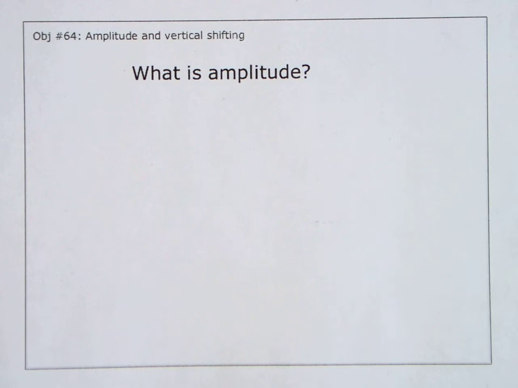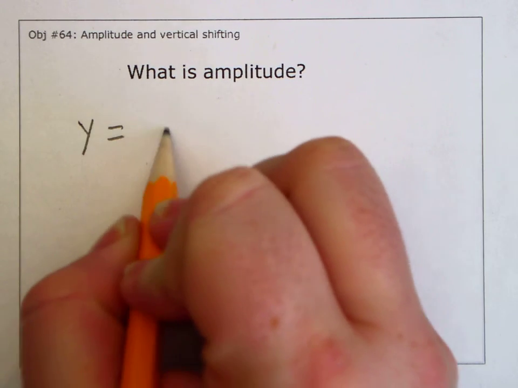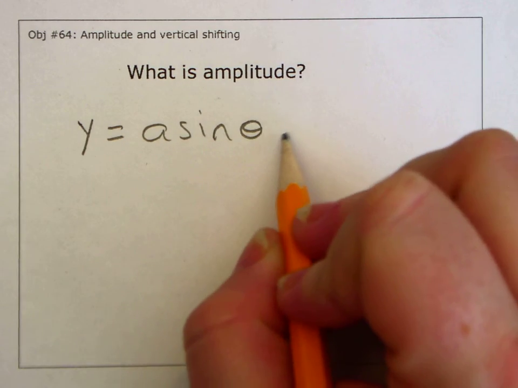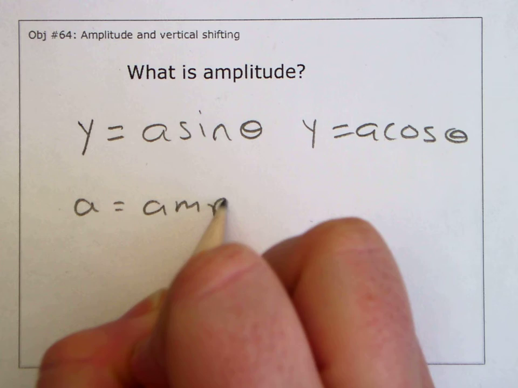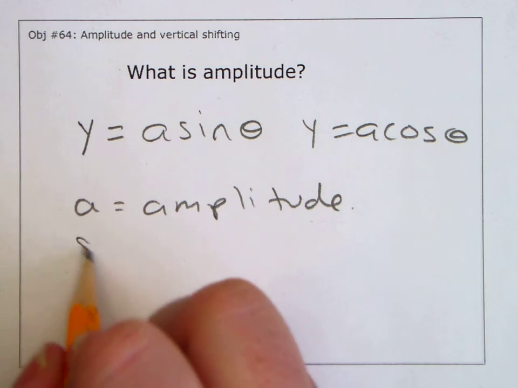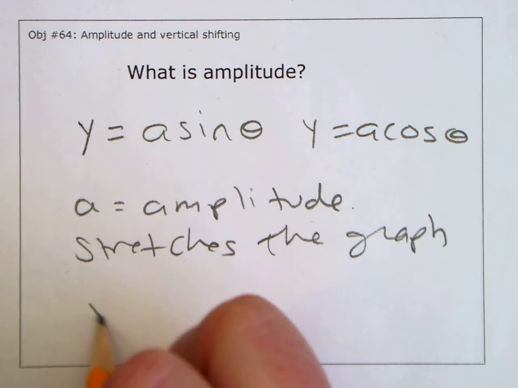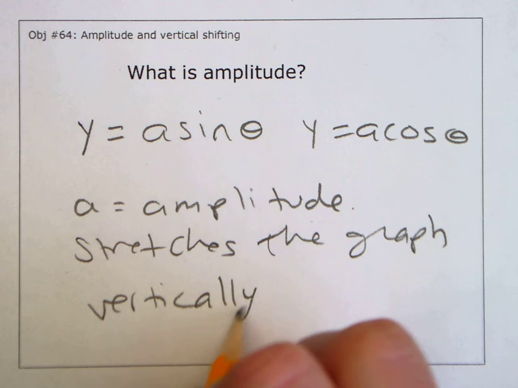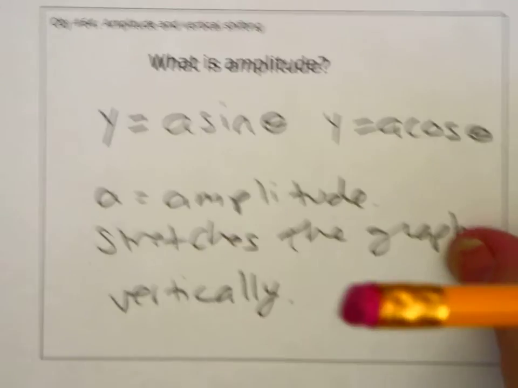All right. Amplitude. What do you think of when you think of amplitude? Well, an amp, think about sound. It makes it go higher. So amplitude, if you have y equals a sine theta or y equals a cosine theta, a is your amplitude. It stretches the graph vertically. It's kind of like if you changed the radius of the circle.